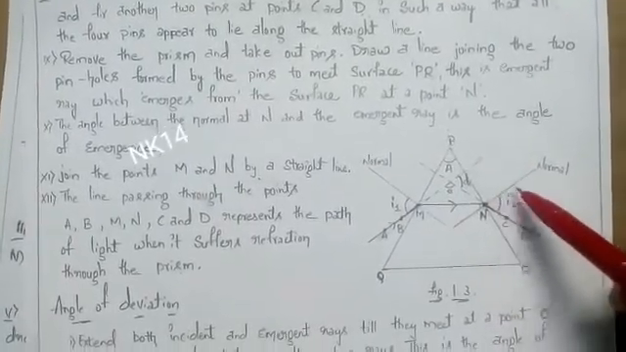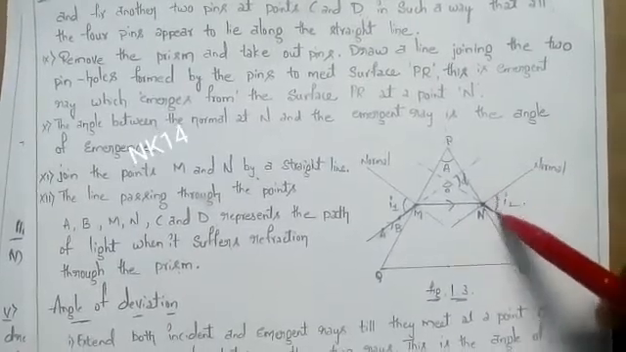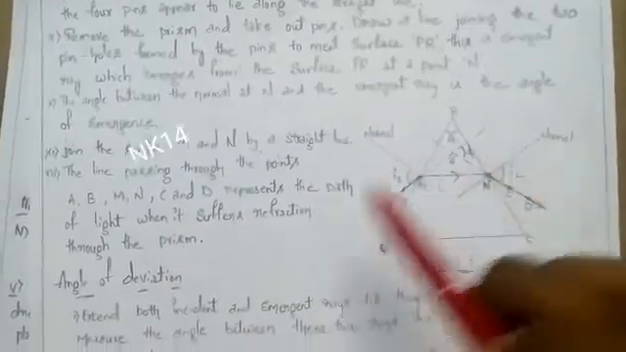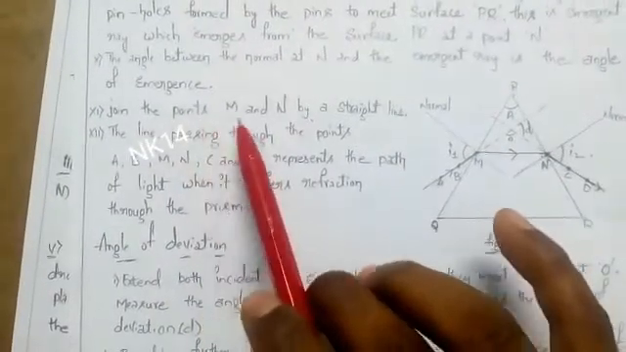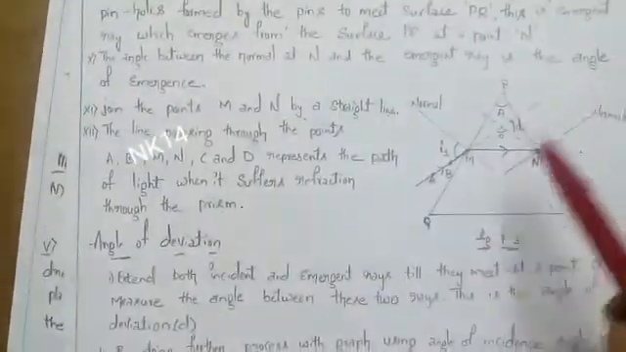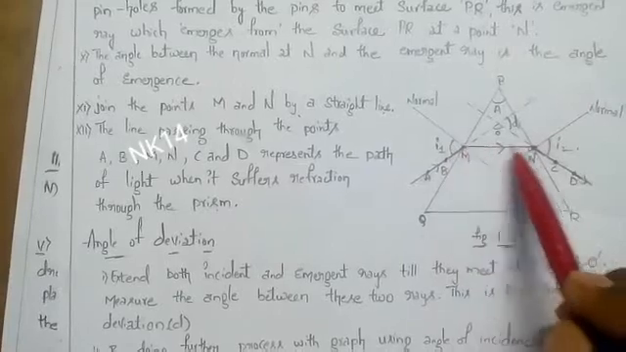Next, the angle between the normal and the emergent ray is taken as the emergence angle. Next, go for the next point. Join the points M and N by a straight line. So the points M and N should be joined with a straight line.